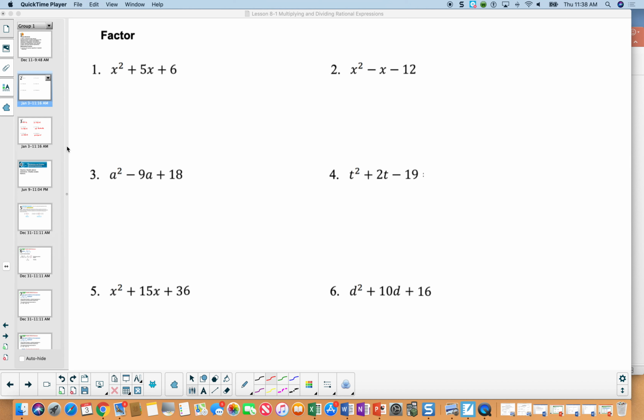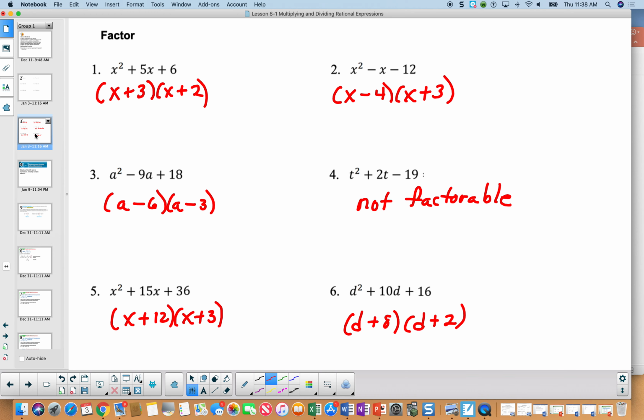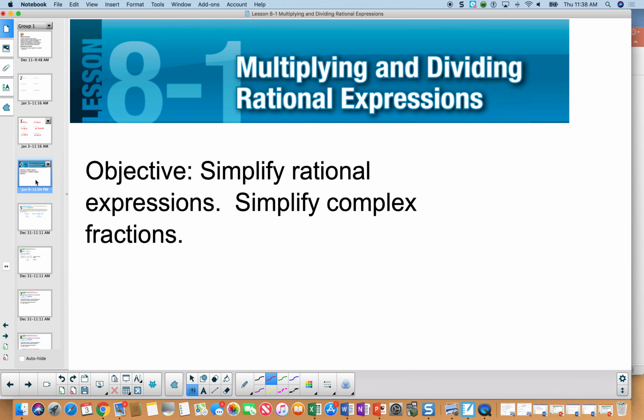Warm up for lesson 8-1. Pause, and here are the answers.